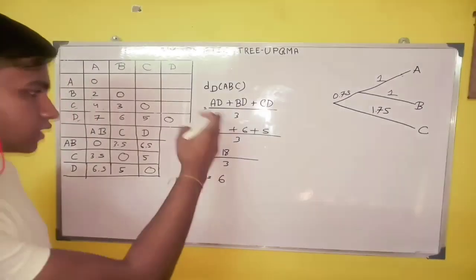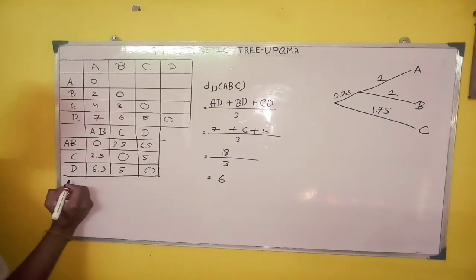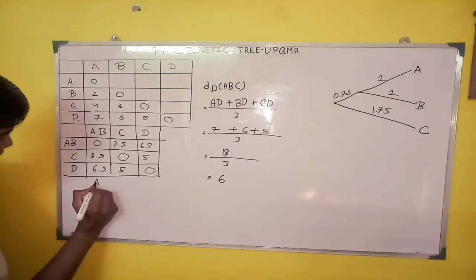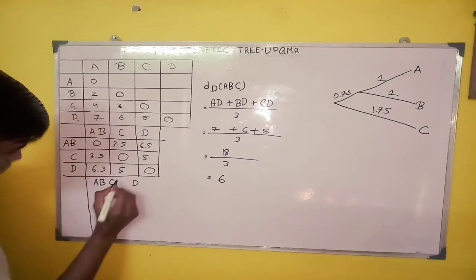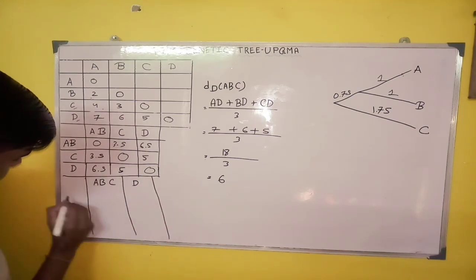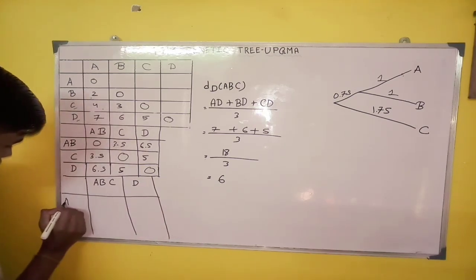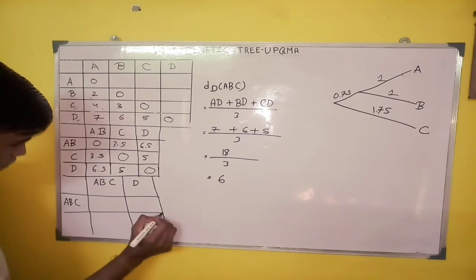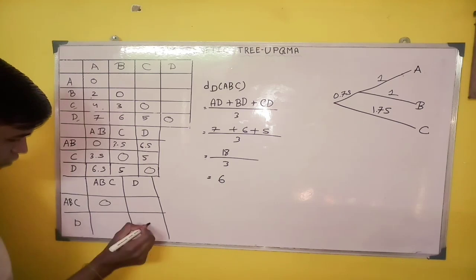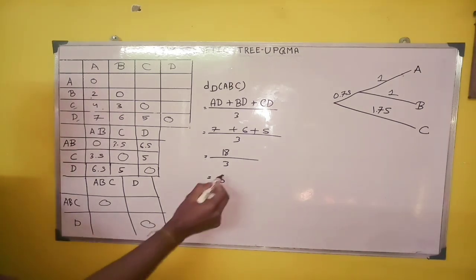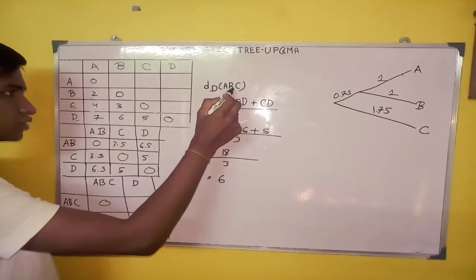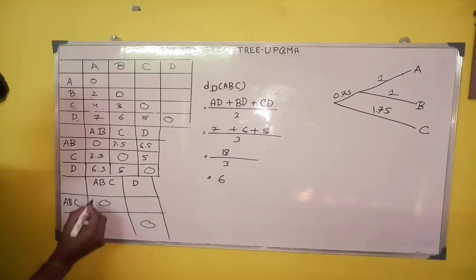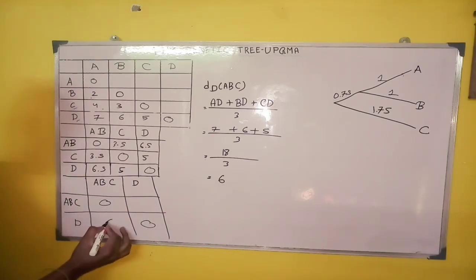So now we will create the third table from this calculation. Here we have A, B, C, D, and here also A, B, C and D, with 0, 0. So basically the distance of D in respect of ABC is actually 6. That means the distance of D in respect of ABC is actually 6.